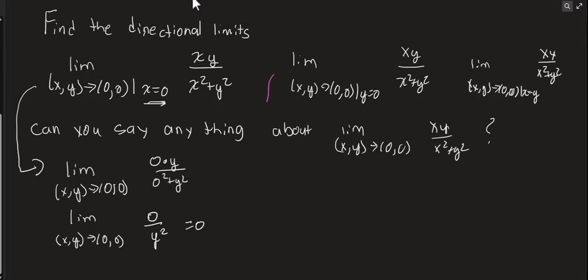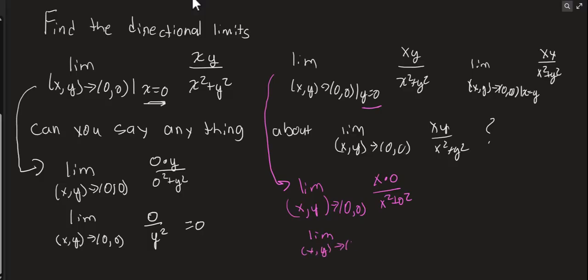Okay, so now let's do this one. This time we're going to let y equal 0. So I have the limit as xy approaches 0, 0. And I'm going to let y equal 0, so that's x times 0 over x squared plus 0 squared. And again, I get 0 over x squared. 0 over x squared, that's just 0. So that exists, so that's just fine. No problem there. So it's looking like it would be 0.